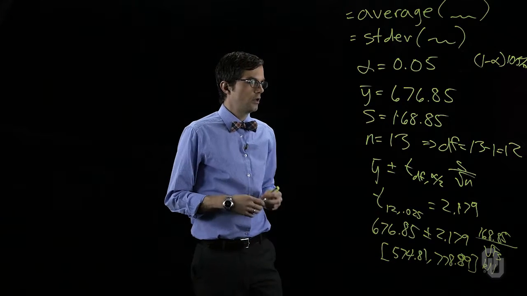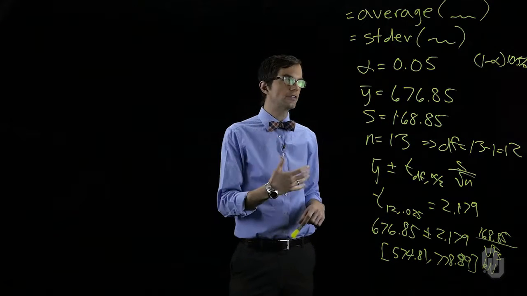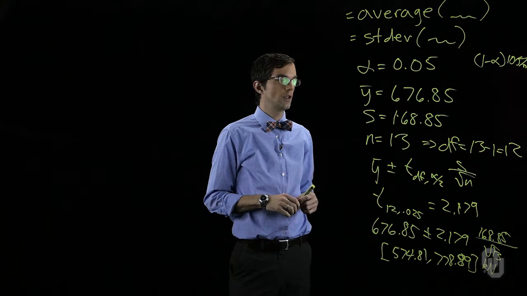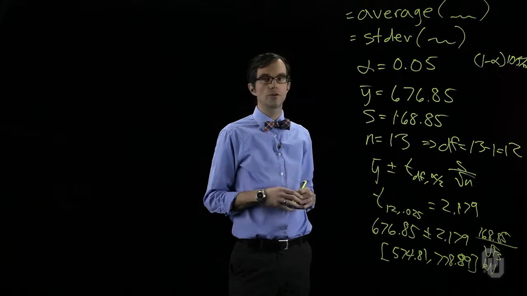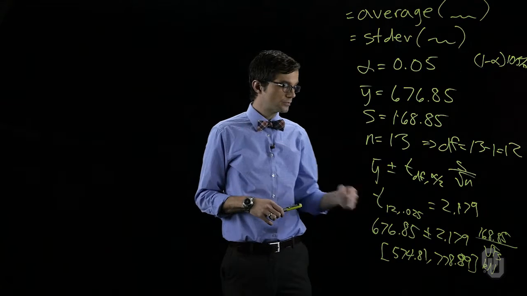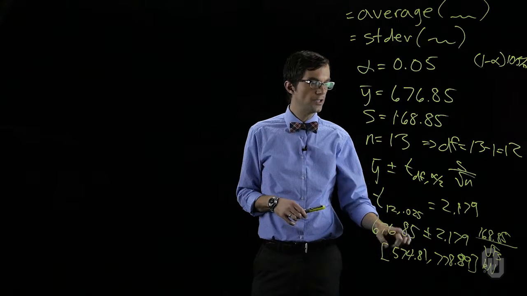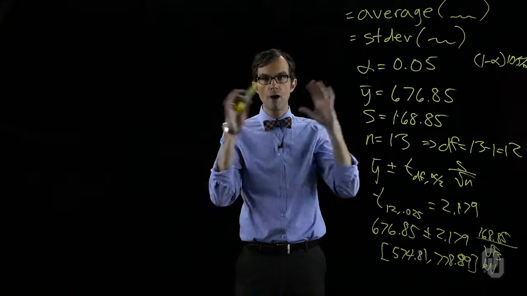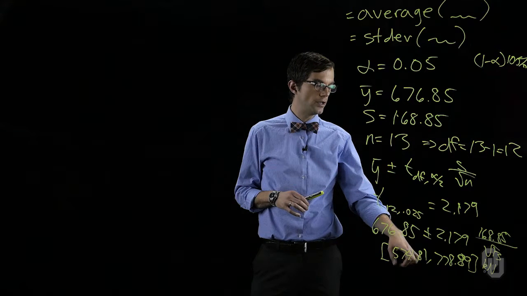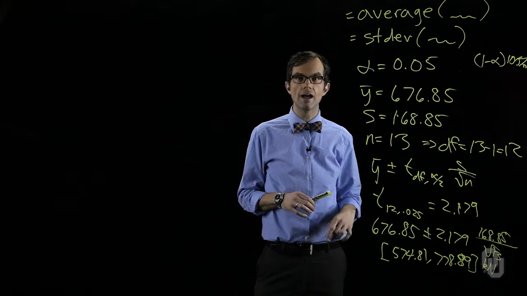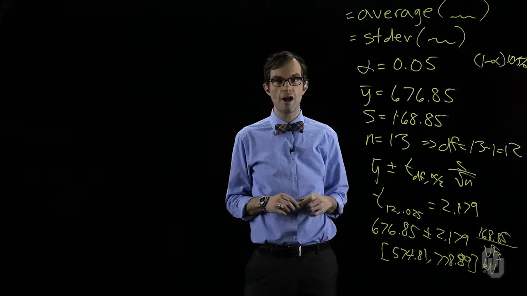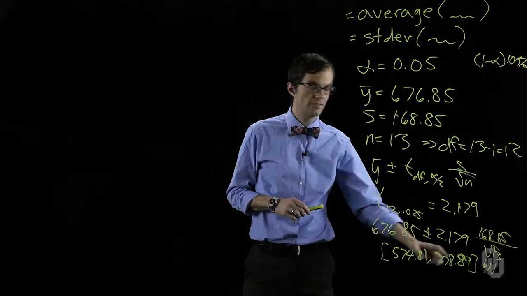So what this says is that based on our sample of 13 concrete beams and the shear strength test that we did on those 13 concrete beams, we're 95% confident that the true population mean shear strength for the population of concrete beams lies between 574.81 and 778.89 kilonewtons. And we're 95% confident that the mean lies somewhere in there.